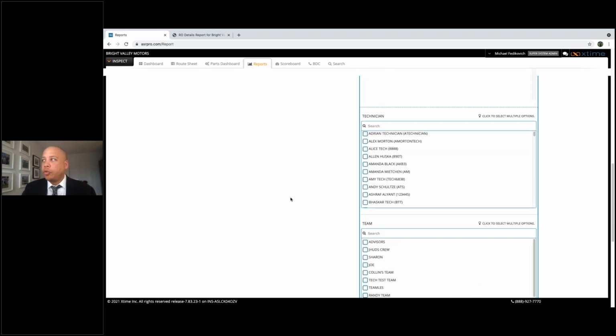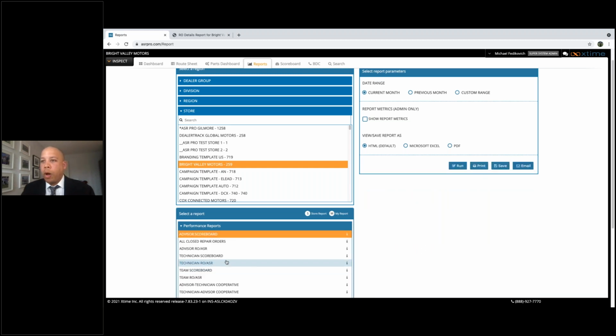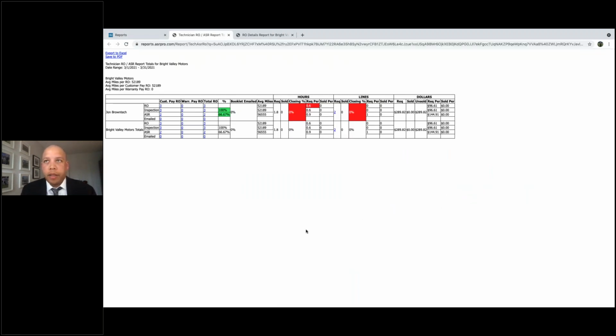A couple other ones I do want to show you briefly. I'm not going to hold you up too long. One that probably the first report that the members of my team talk about is what we call the technician RO ASR report. And this one usually gets the most response from dealership personnel, good or bad. It has these bright colors, bright green, bright red, dollar amounts. This one gets a lot of response, good or bad.